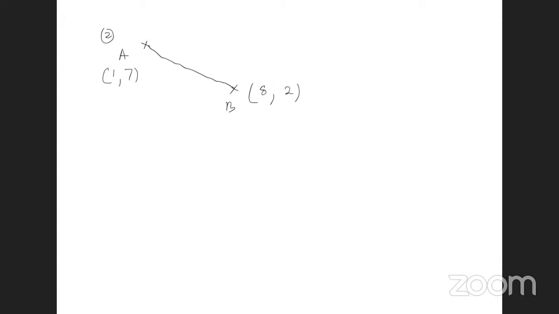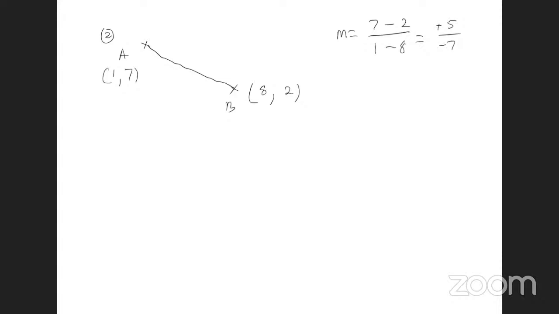All right, let's see what you got. So let's start with gradient. Would it be positive or negative? This gradient should be negative, right? So I will choose 7 as y2 minus that, 1 minus 8, right? So that's minus 5. Sorry, that's positive 5 over minus 7.